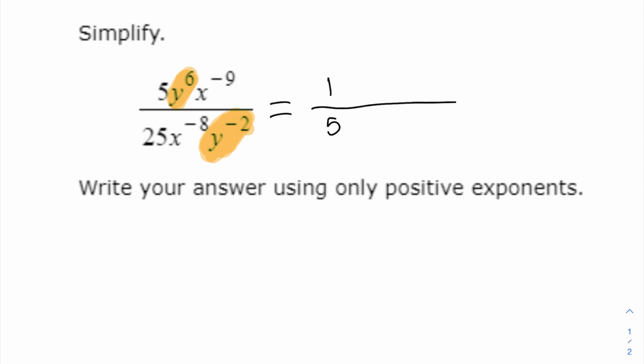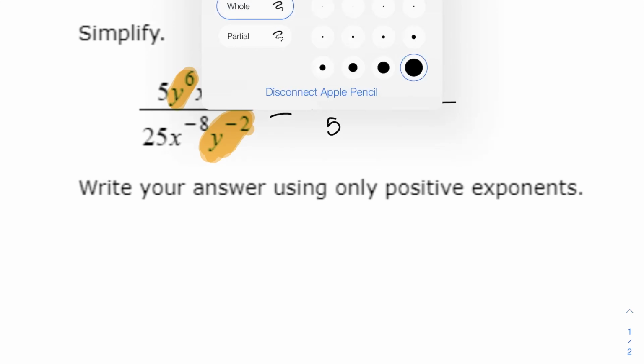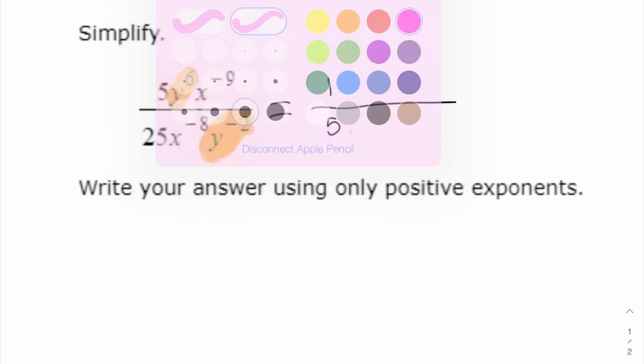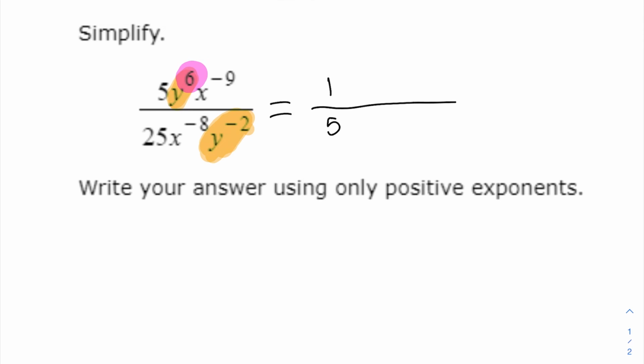Y to the 6th and y to the negative 2nd. This is the first time we have actually seen one of these where we're going to have to subtract when we have negative exponents. If I'm subtracting this, I'm going to have to take the 6 minus a negative 2. 6 minus negative 2. Remember when you have two minus signs together, you can call it keep, change, or adding the opposite, whatever you want to think about. But 6 minus negative 2 is actually a positive 8.